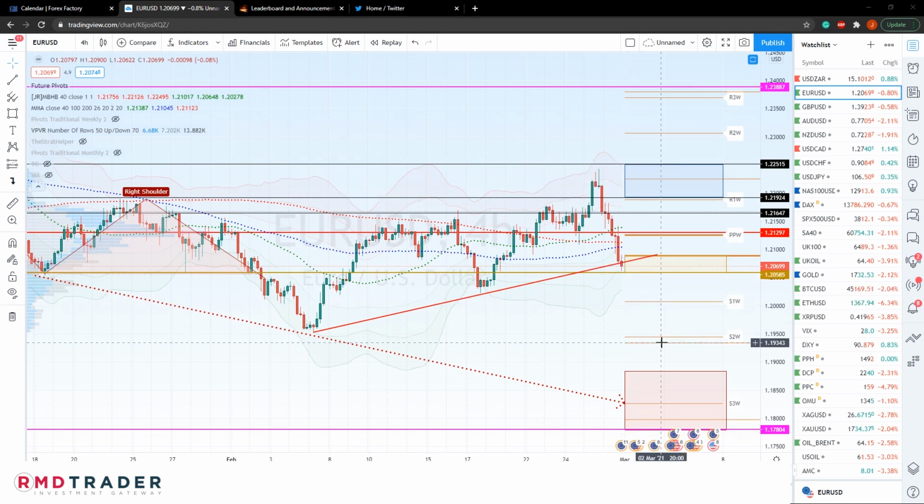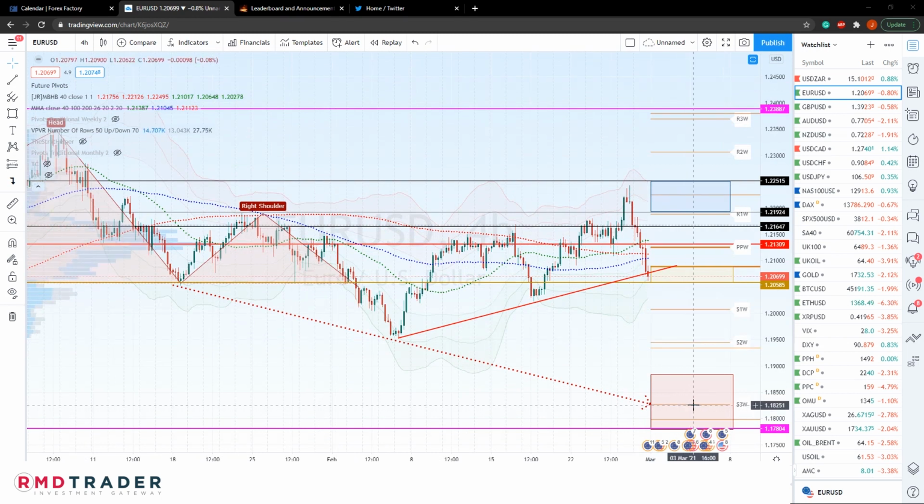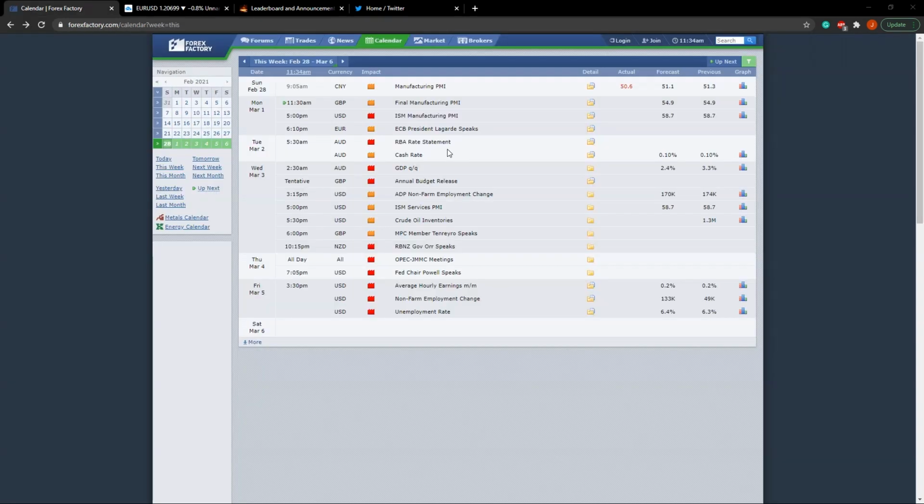Initial target would be in the vicinity of 1.195 to about 1.193. That's our weekly S2 and monthly S1 pivots, and that would be the initial target for that bearish flag. And also we have our full head and shoulders target at about 1.182. So should that level then break down and we see price trade lower, that could then finally reach that full head and shoulders target at that 1.182 level.